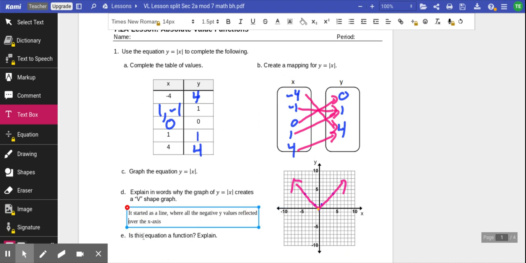Okay, is the equation a function? So we have to think, does it pass the vertical line test on my graph? Yes, I see it passes the vertical line test. On my mapping, every input goes to one unique output. There's no double arrows coming off of one of the inputs, so we can see, yes, it is a function. You can put either reason. So here I'm going to put yes, it passes the vertical line test.